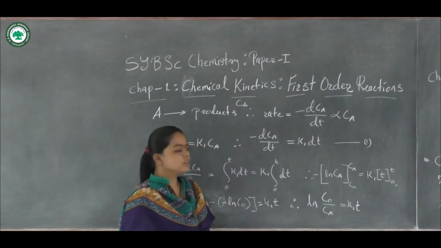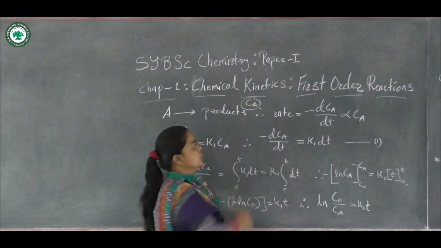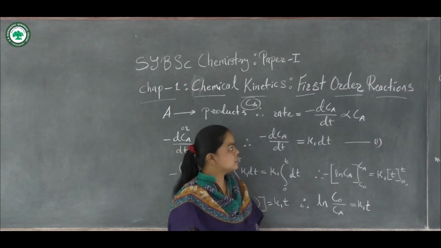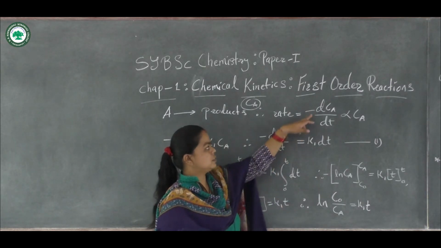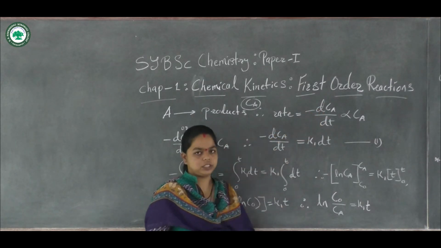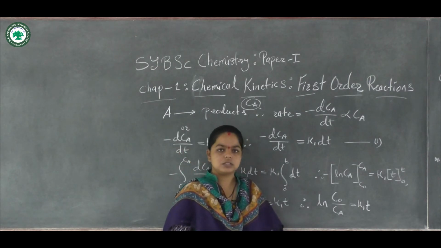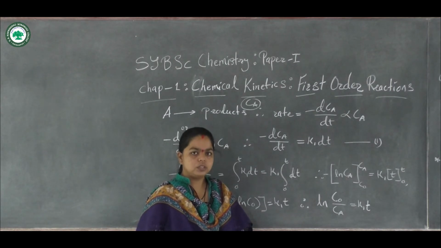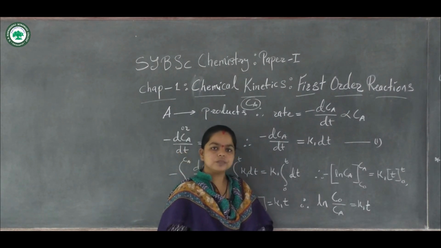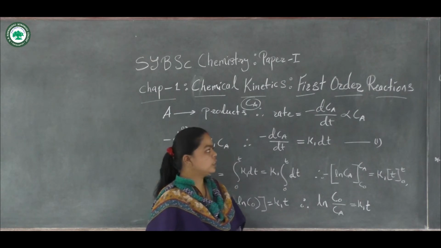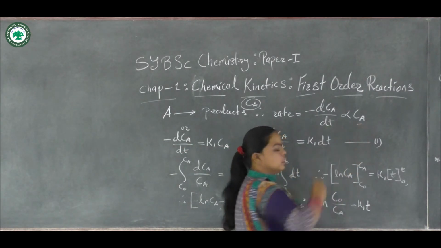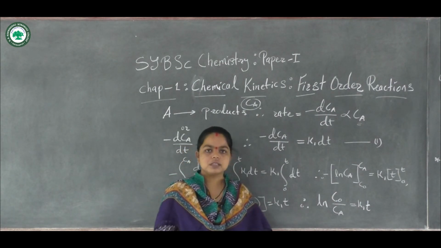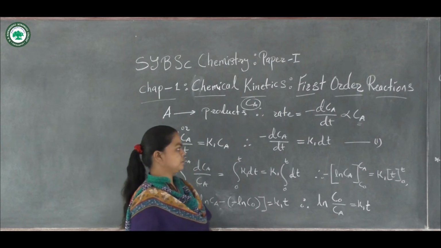If Ca is the concentration of the reactant A, then the mathematical expression becomes minus dCA upon dt. The minus sign indicates the reactant concentration goes on decreasing. So the rate is proportional to the decreasing concentration of the reactant, or the rate is proportional to the concentration of the reactant, that is Ca. So we are getting minus dCA upon dt is directly proportional to Ca.